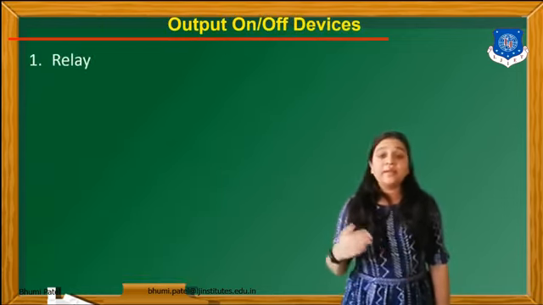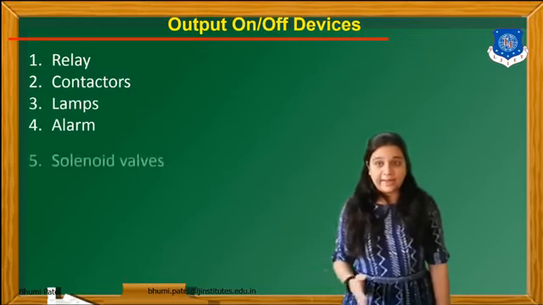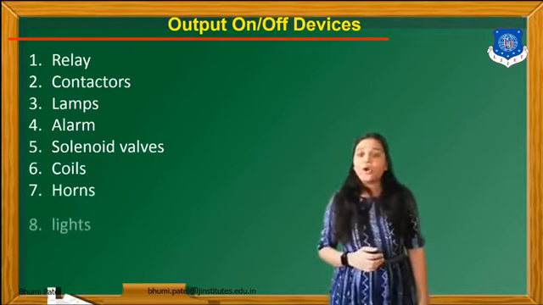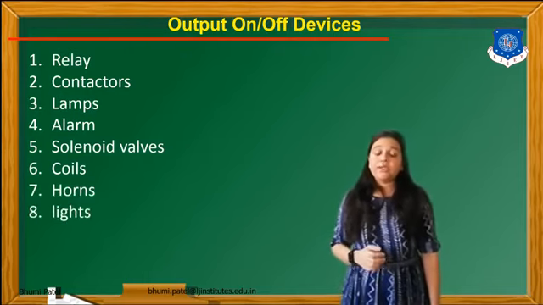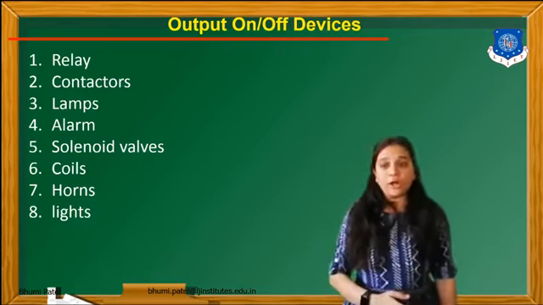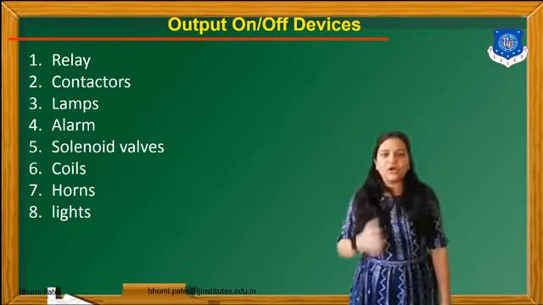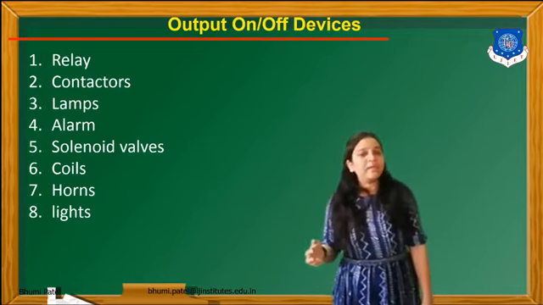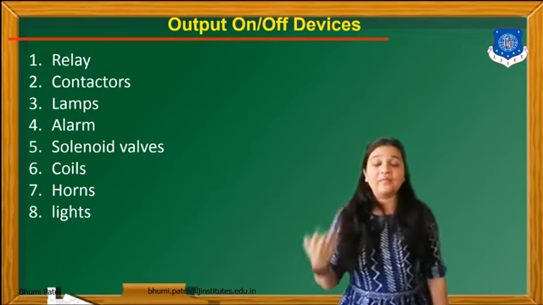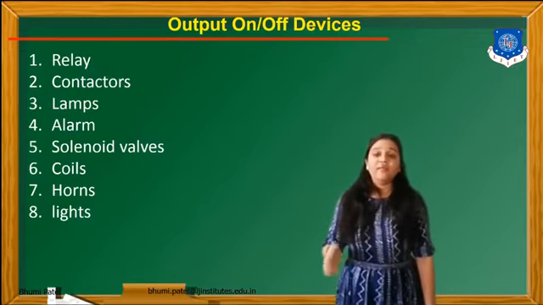Okay, so we can connect the relay with the output device, contactors, lamp, alarm, solenoid valves, coils, horn, lights. Okay, so if input is on, that time my output goes on. That means we can connect the alarm or the lamp or the light or the LED with the output device. So if input is applied, if push button is pressed, my LED goes on, light goes on, alarm will be ringing. So that is the output on off device that we have to connect with the PLC hardware.